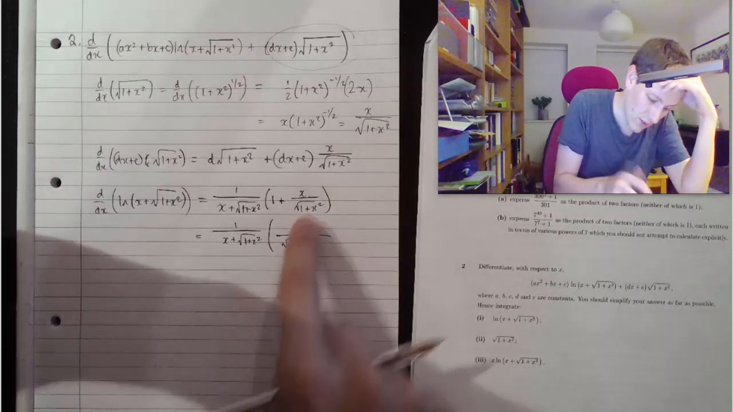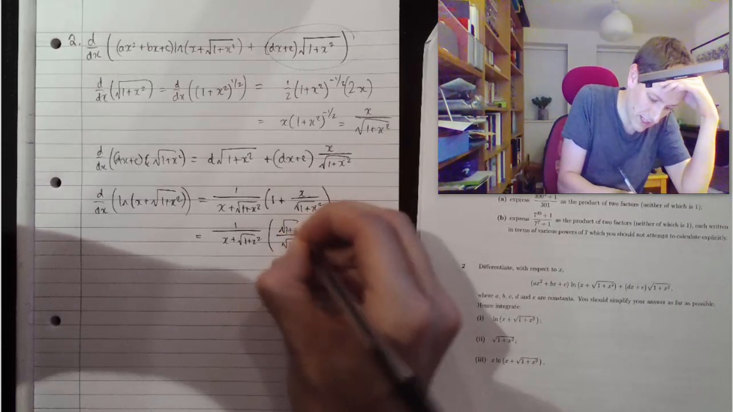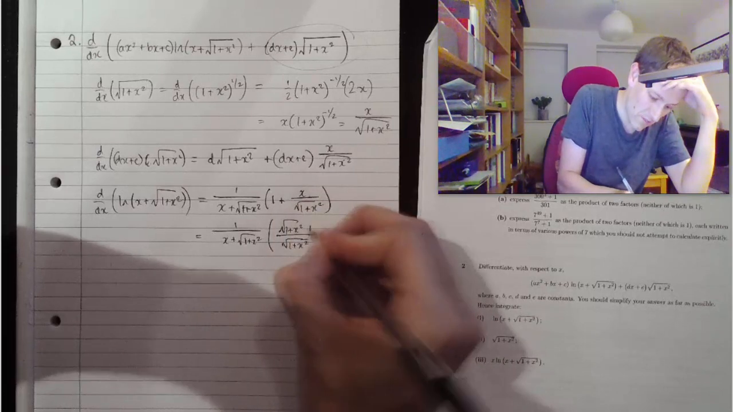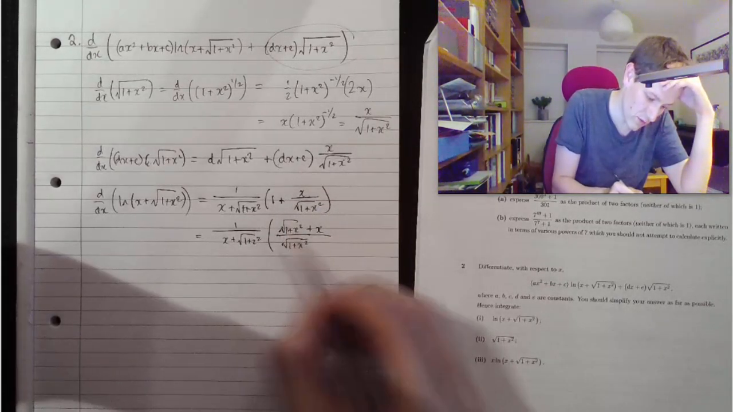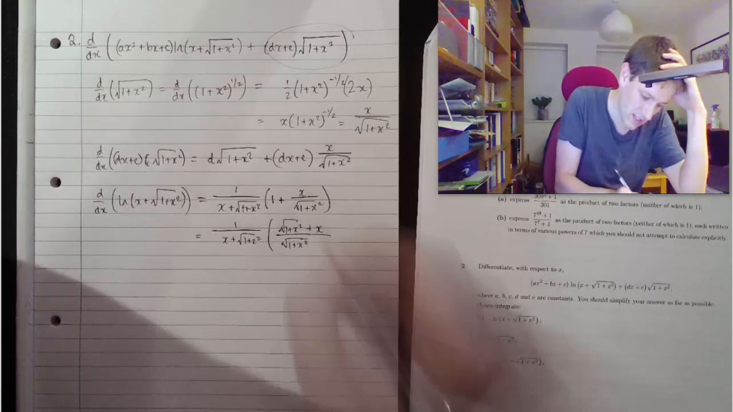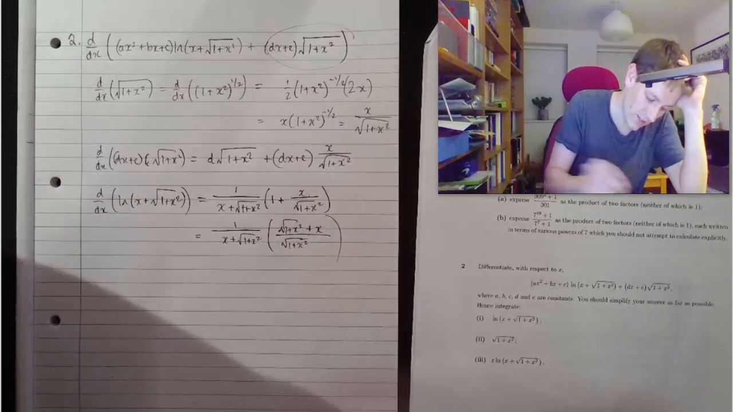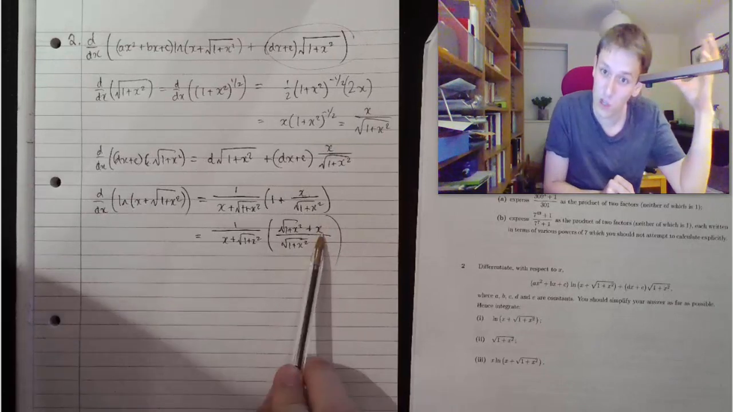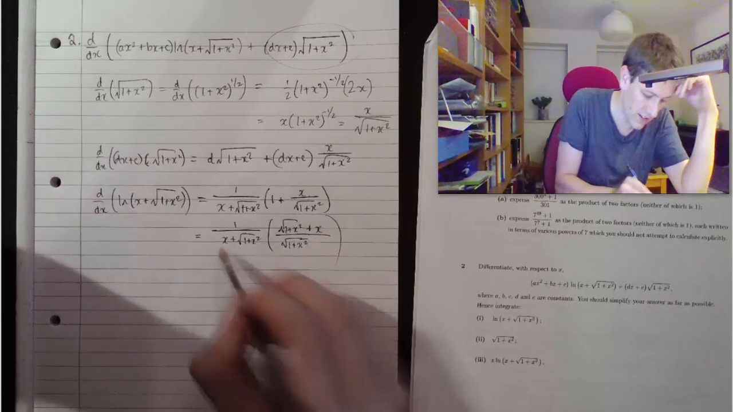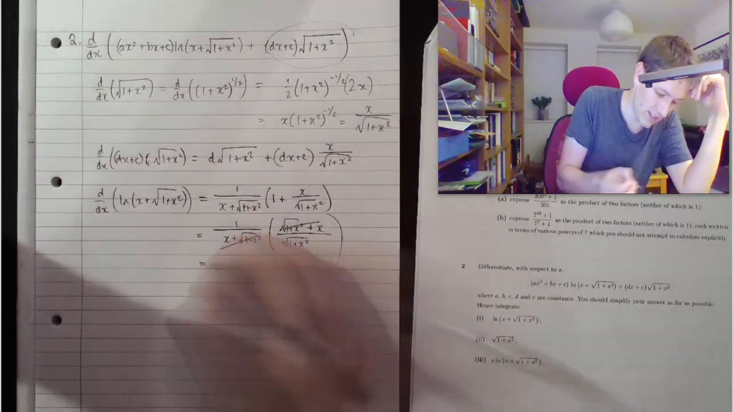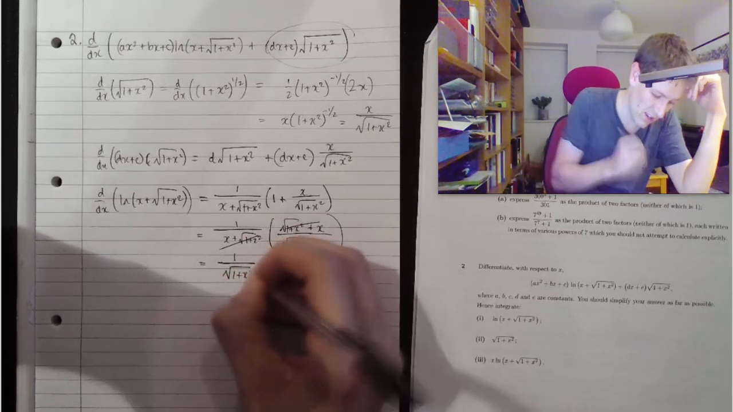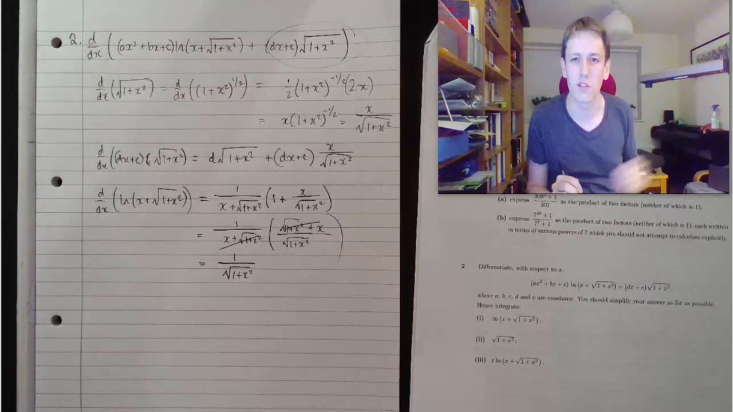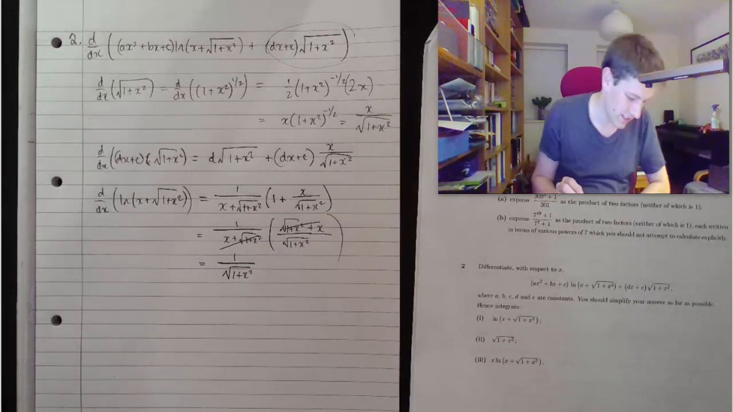I've got root 1 plus x squared plus x. The 1 is root 1 plus x squared over root 1 plus x squared, and then plus this. And you see what's happened is that I've got root 1 plus x squared plus x on the top here and on the bottom here, so they're actually going to cancel out and give us a much simplified answer, 1 divided by the square root of 1 plus x squared. So there's definite value in simplifying at that stage.